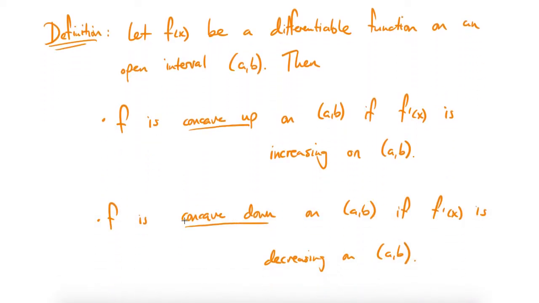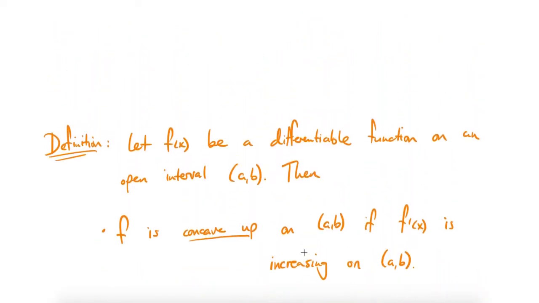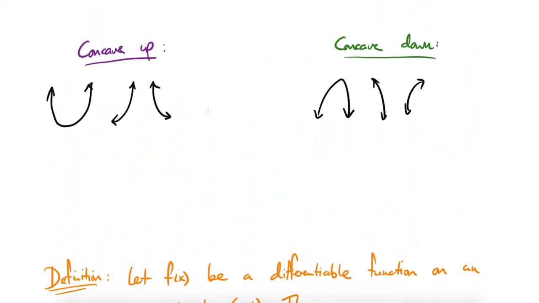The definition here: if f is differentiable on an open interval, then it's concave up if the derivative is increasing, and concave down if the derivative is decreasing. So let's go back up and look here. Remember, the first derivative represents slopes of tangent lines, and if I think about them, they start out negative and get up to 0, and then they start getting bigger and bigger and bigger, and you can see in each of these cases the derivative is increasing.